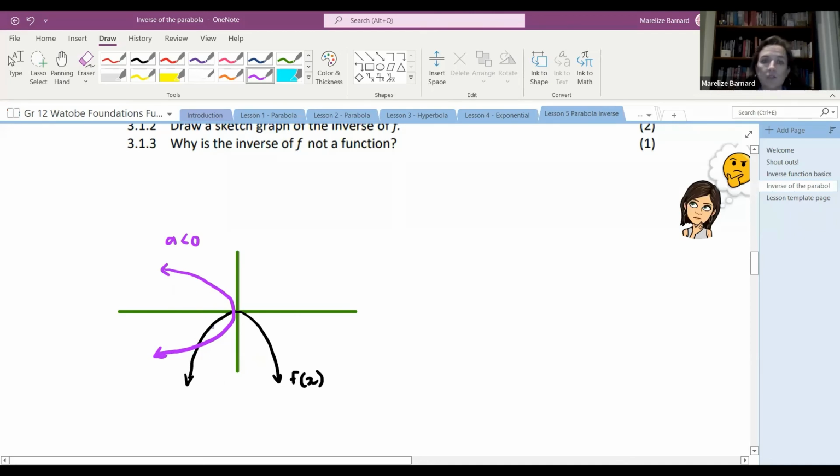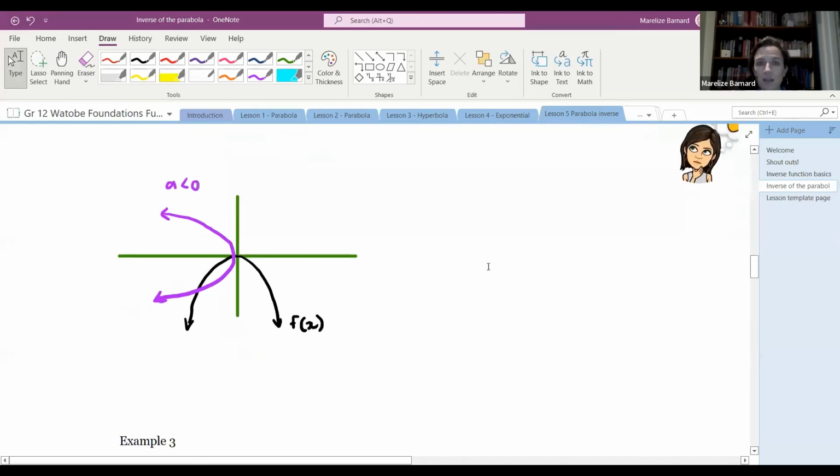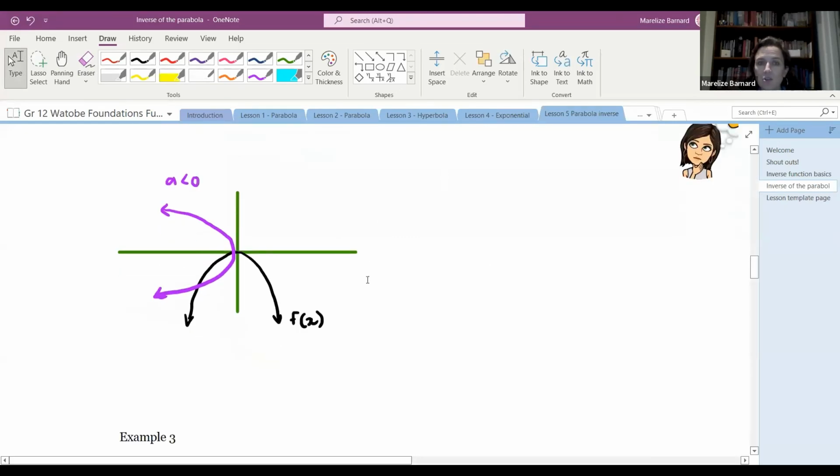Why is the inverse of f not a function? It's not a function because when we do our vertical line test, it is going to cut the graph in 2 places. Okay. And we can make it a function by restricting the domain.